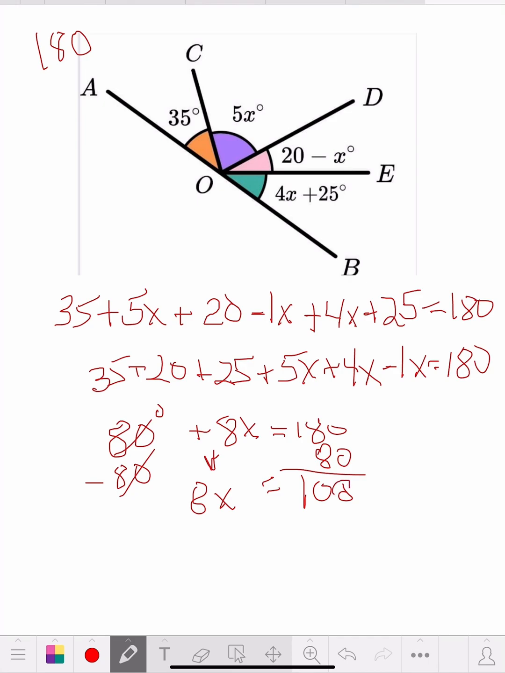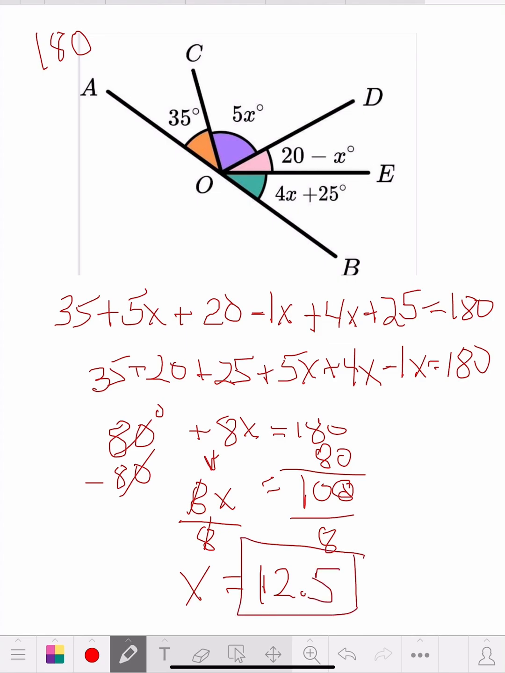Let's make this a better zero. Now we still have to get x by itself. We've got 8 times x. What's the opposite of times? It's division. So we divide this side by 8 and this side by 8. These two cross each other out. The x comes down. x equals 100 divided by 8. It's 12.5. I just did it on the calculator. So that's our answer, 12.5.